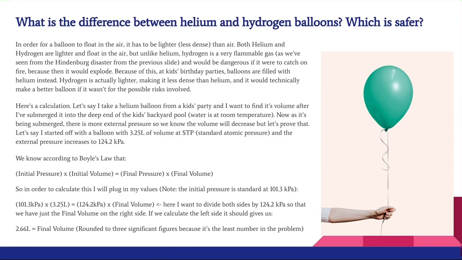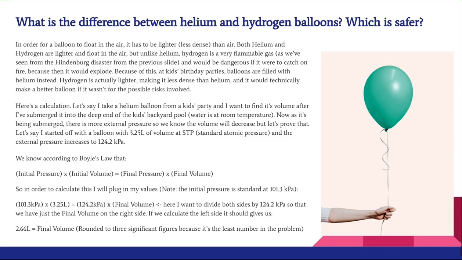Now here's a calculation. Let's say I take that helium balloon from the kids' party, and I want to find its volume after I've submerged it into the deep end of a backyard pool, and the water is at room temperature. Now, as it's being submerged, there is more external pressure, so we know the volume will decrease. But let's prove that. Let's say I started off with a balloon with 3.25 liters of volume at STP, standard atmospheric pressure, and the external pressure increases to 124.2 kPa.